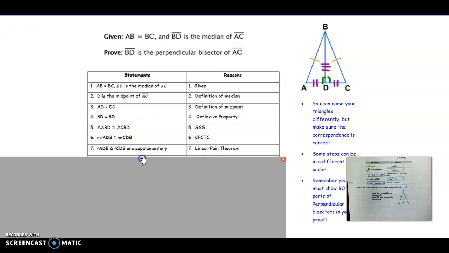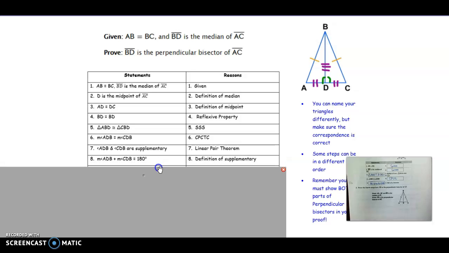Now notice those 2 angles make up a line together. So these 2 angles, ADB and CDB, are supplementary by the linear pair theorem. Since they make a straight angle together and they're adjacent, that makes them a linear pair, and the linear pair theorem says that means they're supplementary. Now, what does it mean for them to be supplementary? What does the definition of supplementary say? It says that that's 2 angles whose sum is 180 degrees. So the next thing I want to say is the measure of ADB and the measure of angle CDB have to add to be 180 degrees. And that's by definition of what supplementary means.